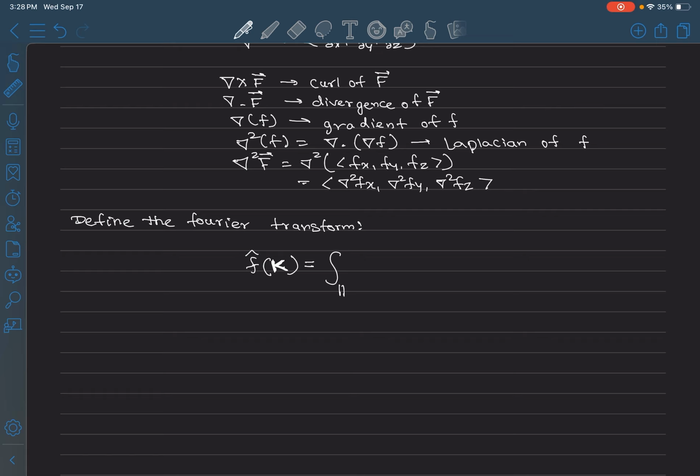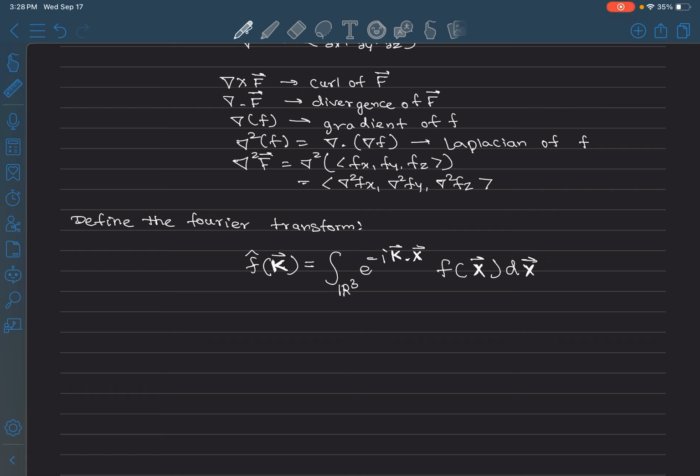The integral over R cubed of e to the power minus i k x. When I write it like this, please know that that's a vector dot product. Or I can also write it this way, to make things easy to understand, and then f of x vector dx vector.